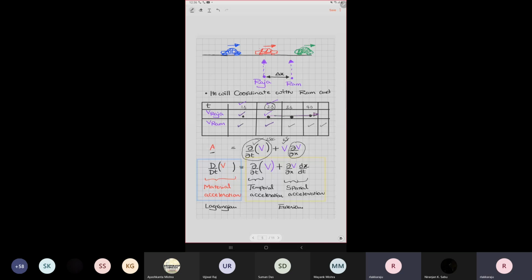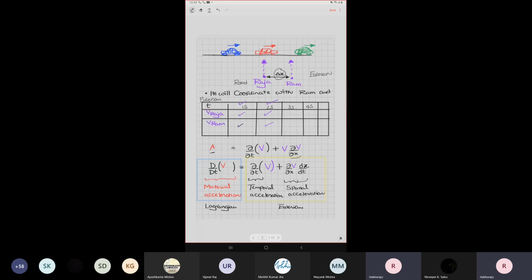Ram is giving me a velocity. Raja is also giving us a velocity. Calculate the difference between Ram's velocity and Raja's velocity, divided by how far they are separated, delta X. So to calculate del V by del X, what we are trying to do is V Ram minus V Raja, by delta X, which gives me del V by del X. That is when I have to calculate at that second.